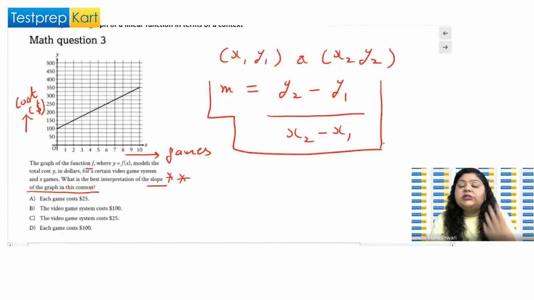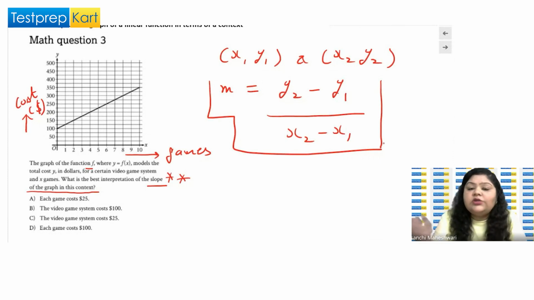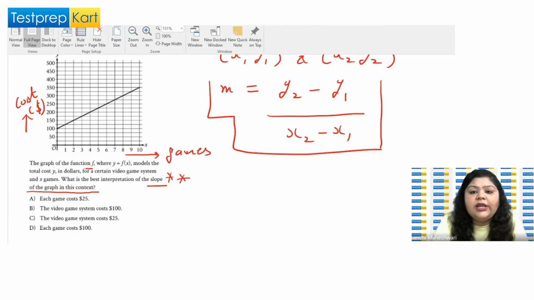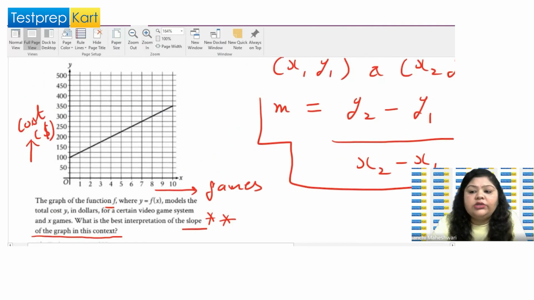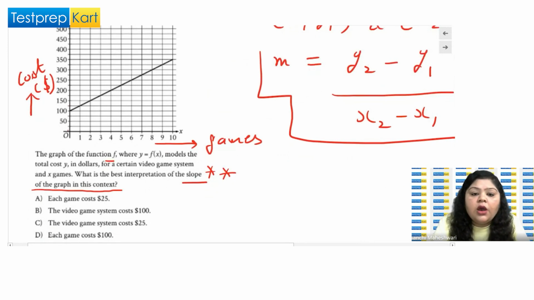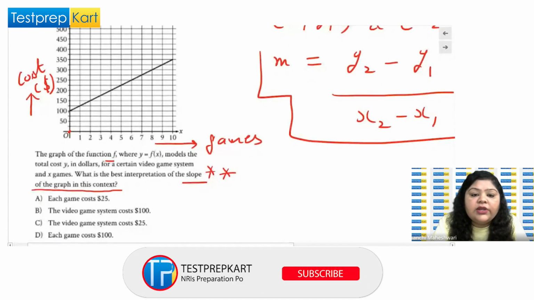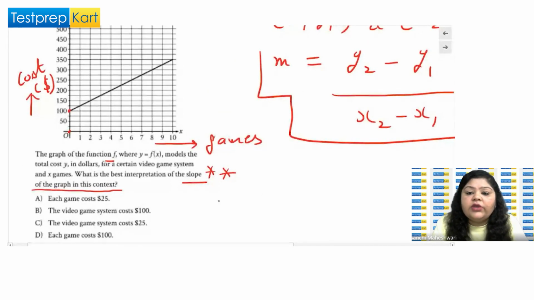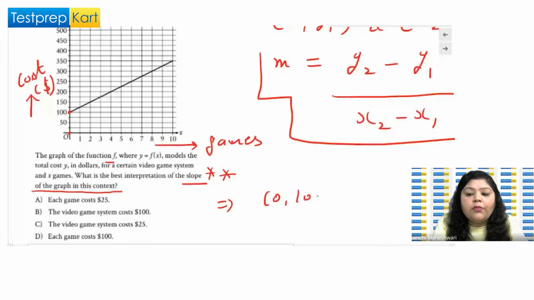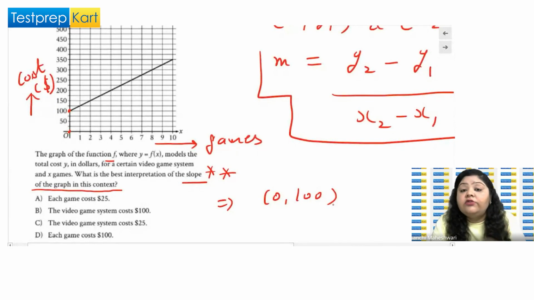You have to apply the same formula, but in order to apply it, you have to pick any 2 points. So let's choose any 2 points, and let me zoom this question a little bit again. Yes, now that's clearly visible. Have a look at the x value 0. What is the value of y? Can I say 100 is the value of y? If so, the very first point would be (0, 100). That means whenever there is no game present, the total cost of that video game system would be $100.